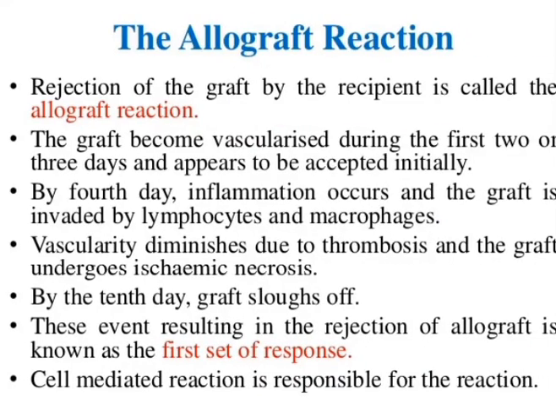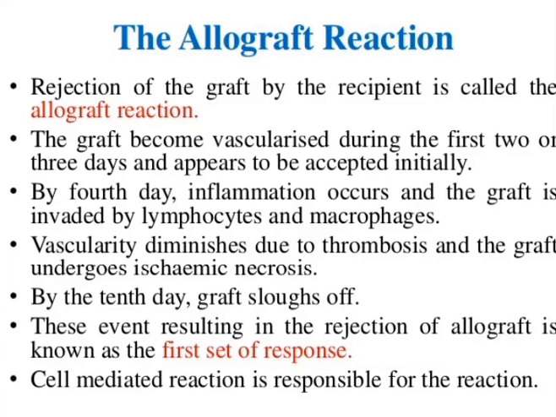The allograft reaction: rejection of the graft by the recipient is called the allograft reaction. The graft becomes vascularized during the first 2 or 3 days and appears to be accepted initially. By the 4th day, inflammation occurs and the graft is invaded by lymphocytes and macrophages. Vascularity diminishes due to thrombosis and the graft undergoes ischemic necrosis. By the 10th day, the graft sloughs off. This event, resulting in the rejection of the allograft, is known as the first set response.